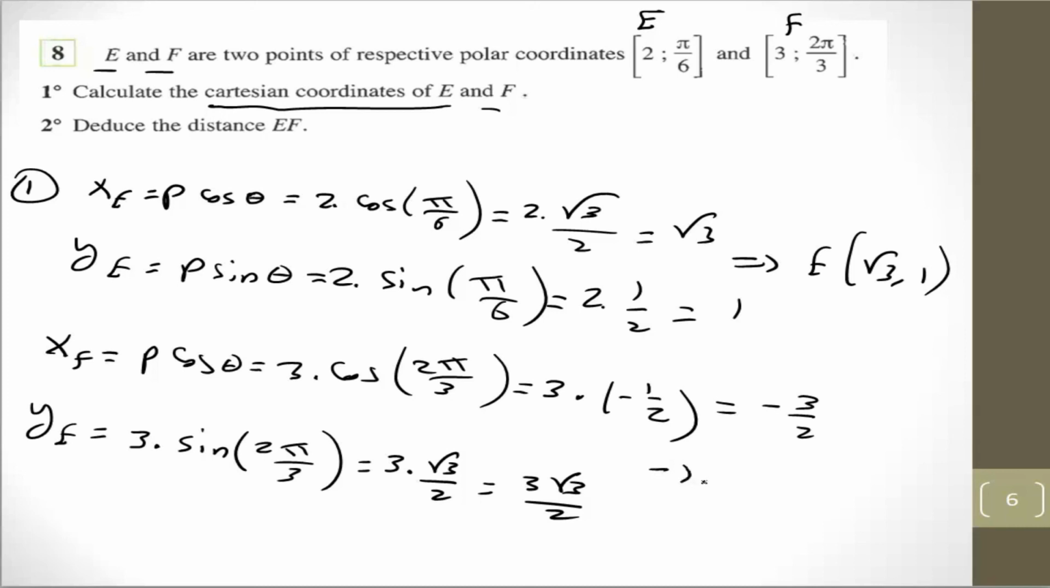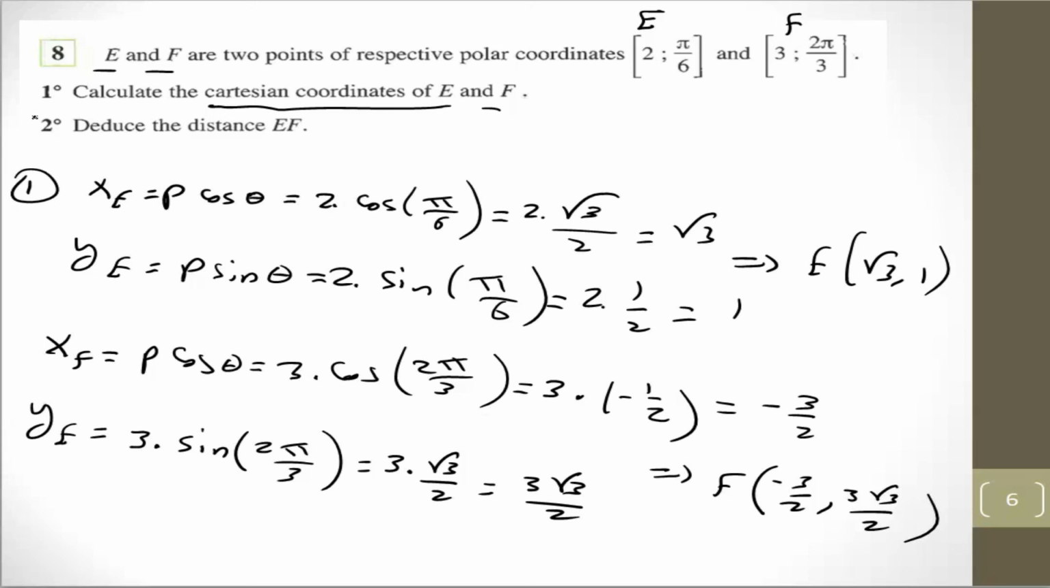So the point F has coordinates x, which is minus 3 over 2, and y, which is 3 radical 3 over 2.